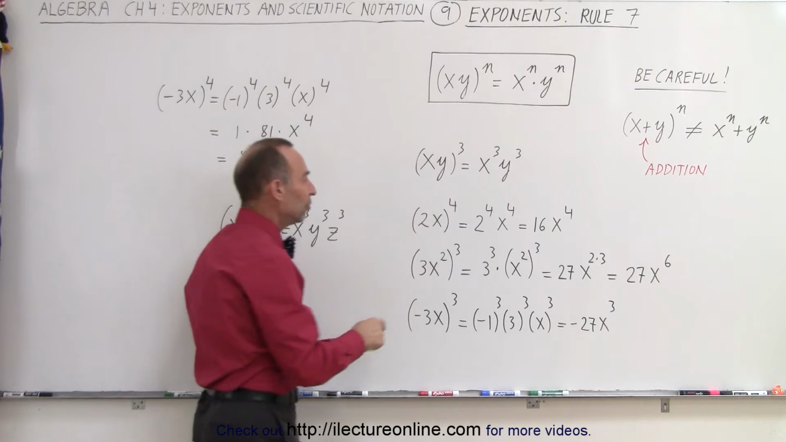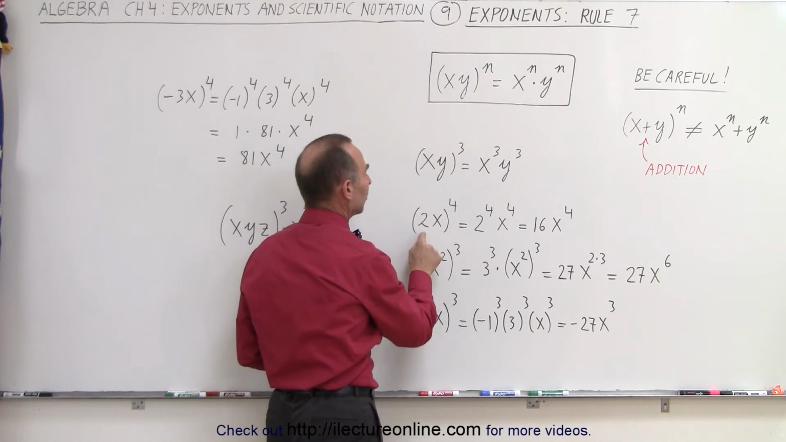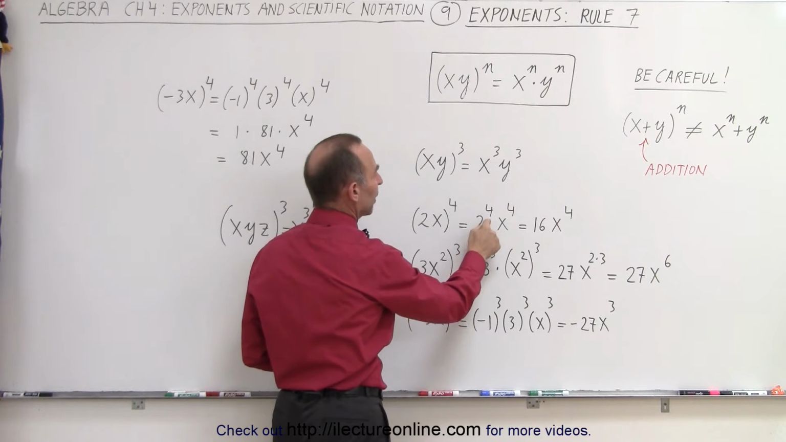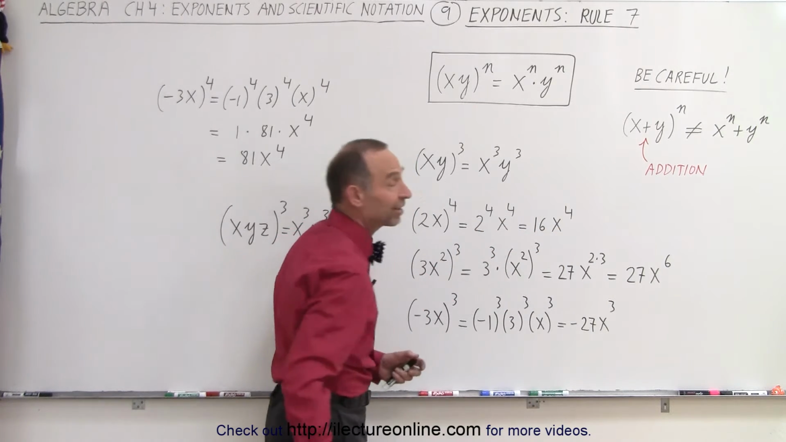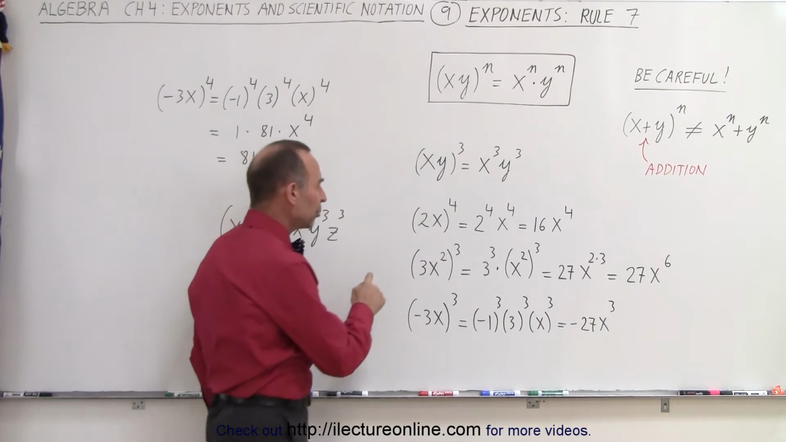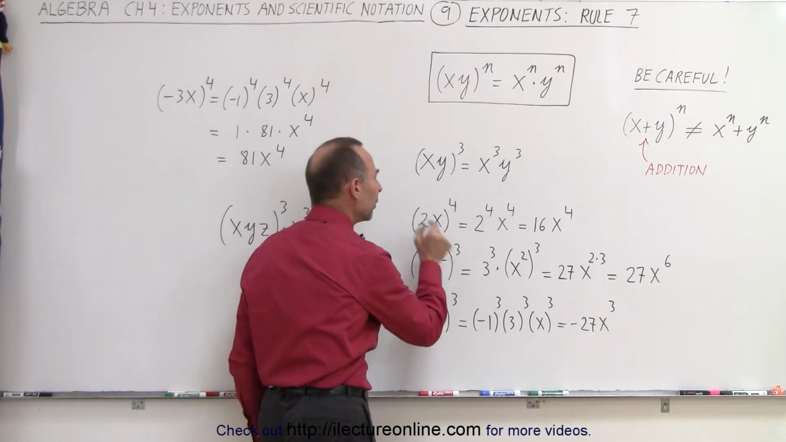If you have something like this, 2x to the fourth power, that is equal to 2 to the fourth power times x to the fourth power. And since 2 to the fourth power is 16, you can write this as 16 times x to the fourth power. What if you have 3x squared, the quantity raised to the third power?